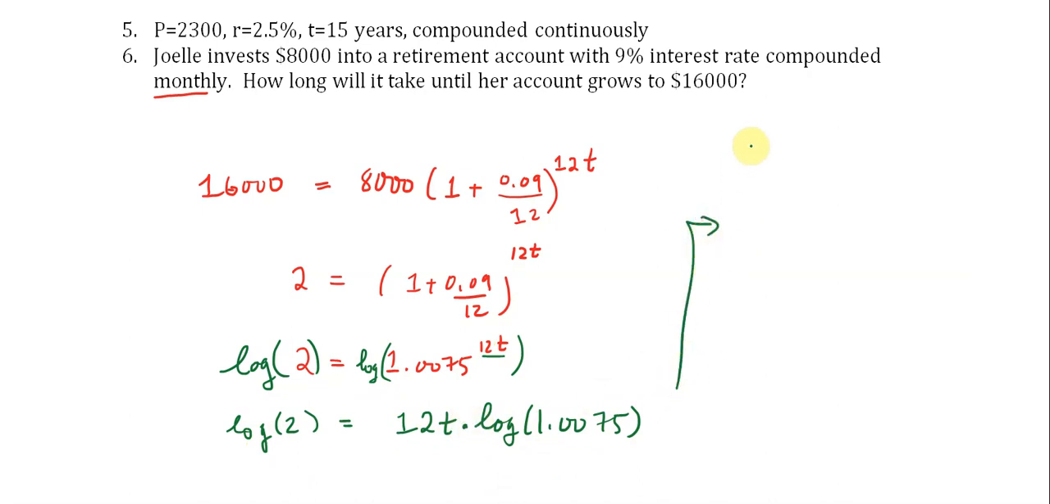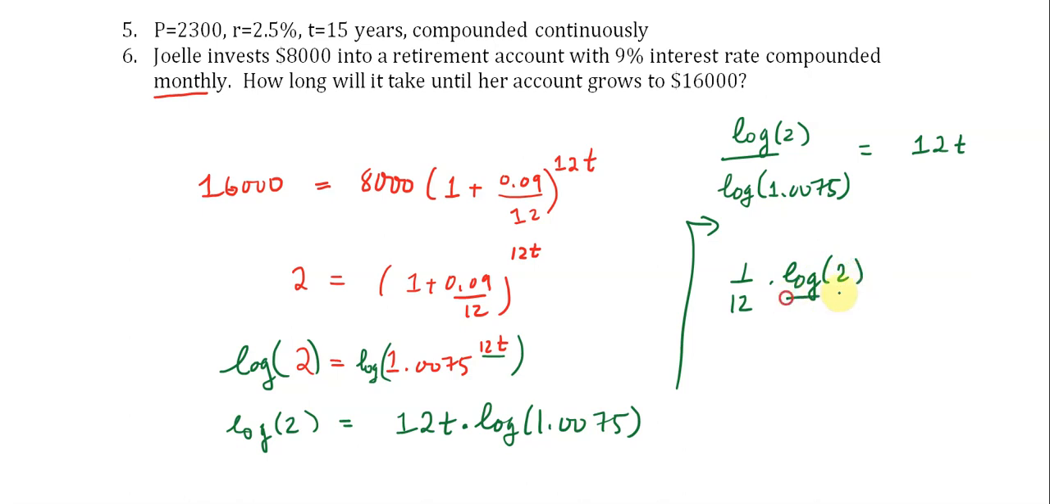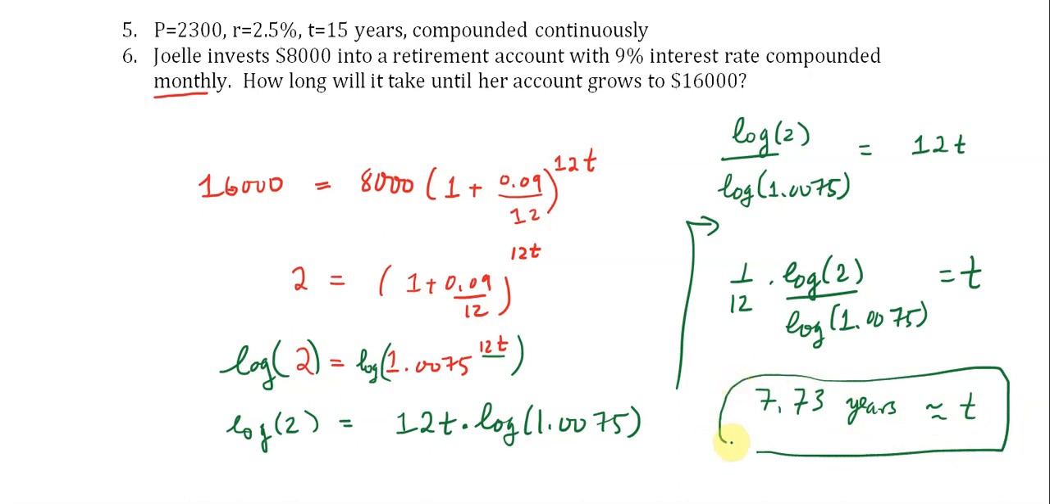So continuing this problem, we're almost done. Log of 2 divided by log of 1.0075 is equal to 12t. And then multiply both sides by 1/12, and we'll have our answer. So in this case, we end up with approximately 7.73 years here as our units of time. Okay, so about 7 years and 9 months.